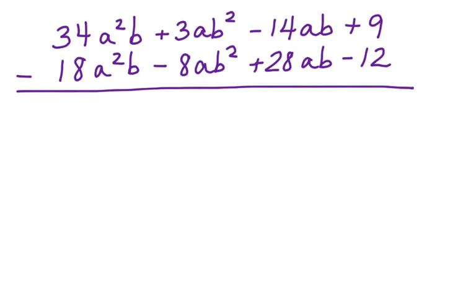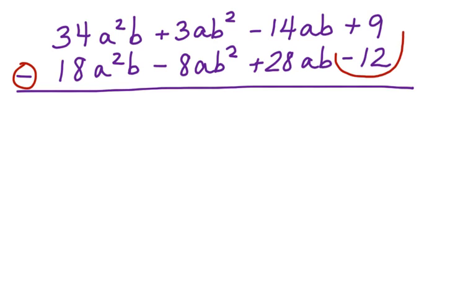Do you know how to subtract one polynomial from another? Take a look at this example. Here we have two polynomials. In the top polynomial, we have 34a squared b plus 3ab squared minus 14ab plus 9 minus 18a squared b minus 8ab squared plus 28ab minus 12. And what we're going to do is work with each common term separately.